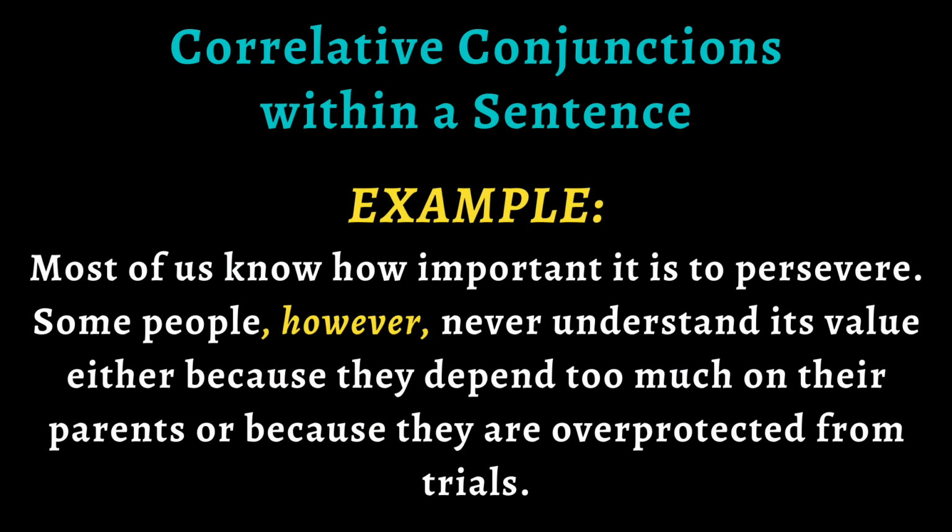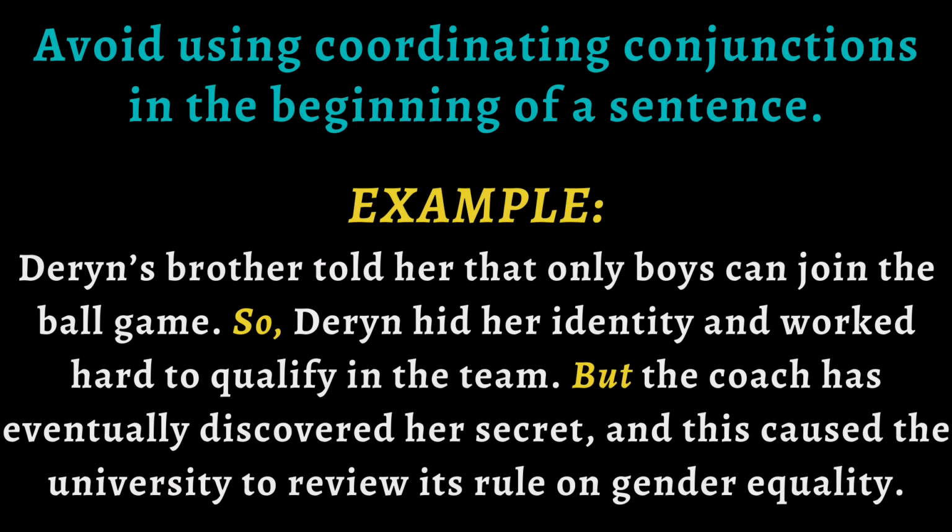Fifth, we have the use of correlative conjunctions within a sentence. Enclose these conjunctions with a comma. For example, most of us know how important it is to persevere. Some people, however, never understand its value either because they depend too much on their parents or because they are overprotected from trials.